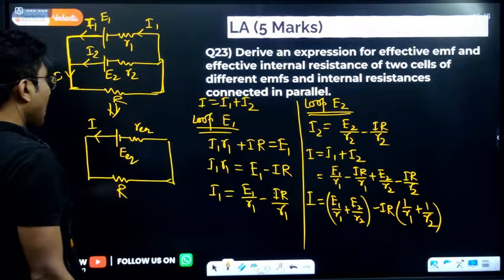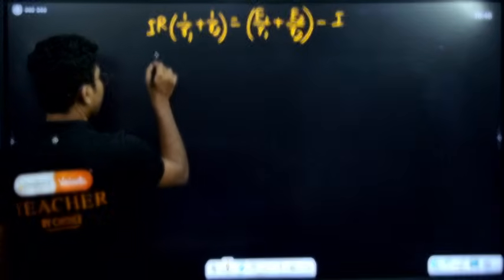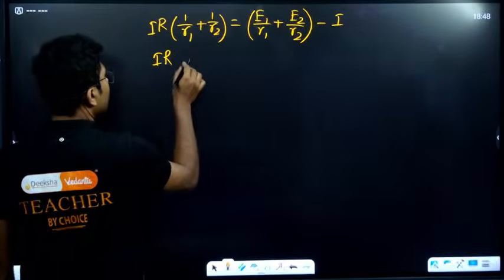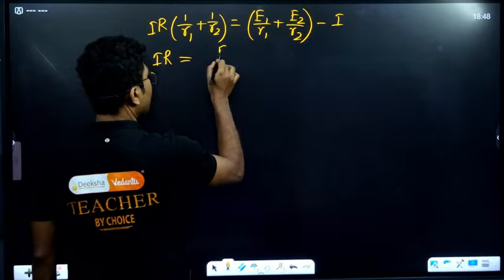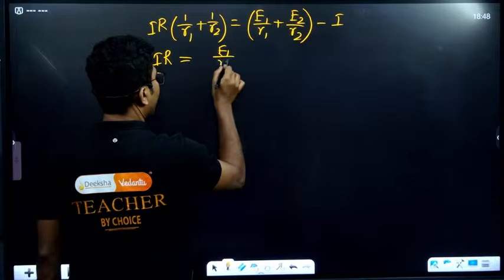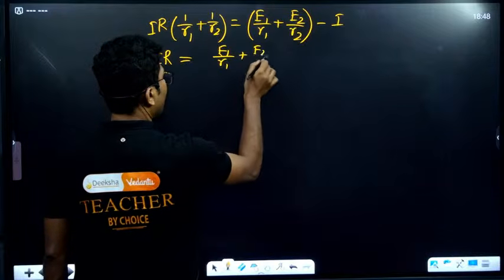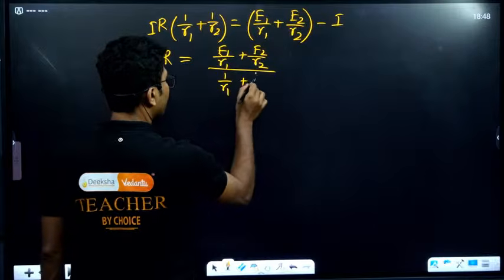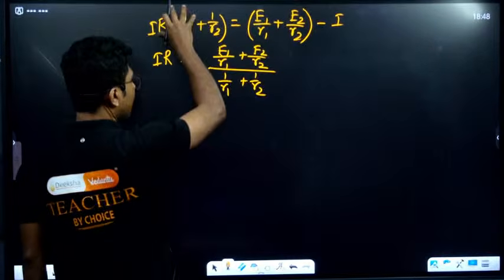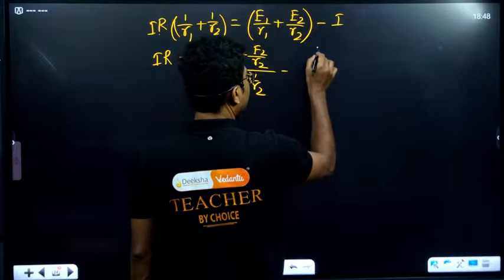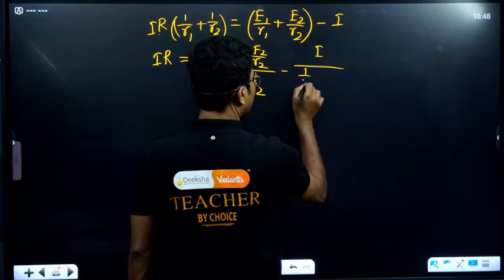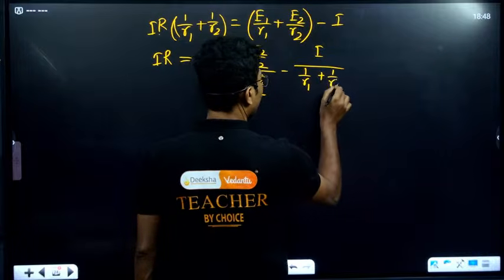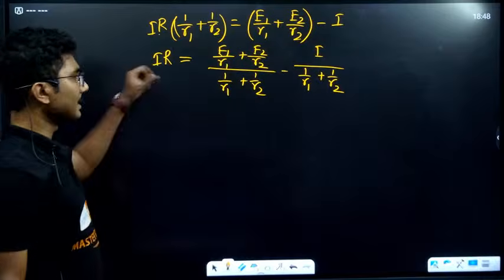Now we will divide it. Our main target is to separate IR. So IR equals E1 upon R1 plus E2 upon R2 divided by 1 by R1 plus 1 by R2, minus I divided by 1 by R1 plus 1 by R2. Right? So our IR separation is done.